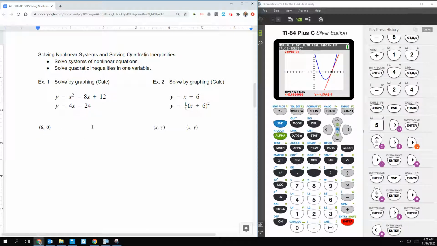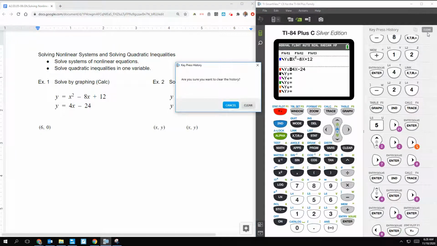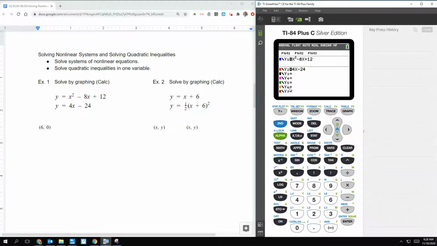Then we can look at example 2 here, and we're going to go back to y equals. And I'm going to clear this side of the right. And if I want to clear this, and I want to clear this one as well.